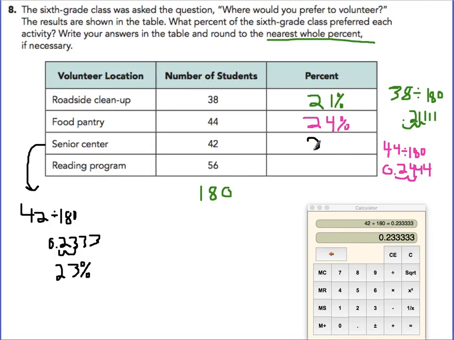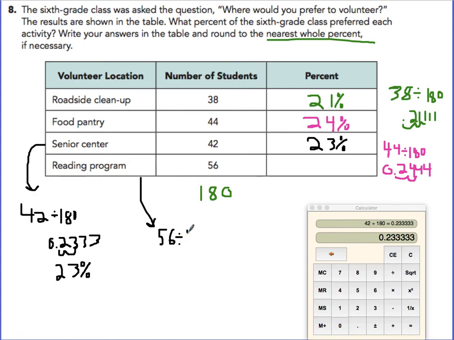And, you know, check for reasonability as you're going. The higher the number of students that are doing this, the higher the percent should be. So it makes sense that 38 is the lowest percent. 44 has a slightly higher percent than 42. This reading program, this should be the highest percent, right?